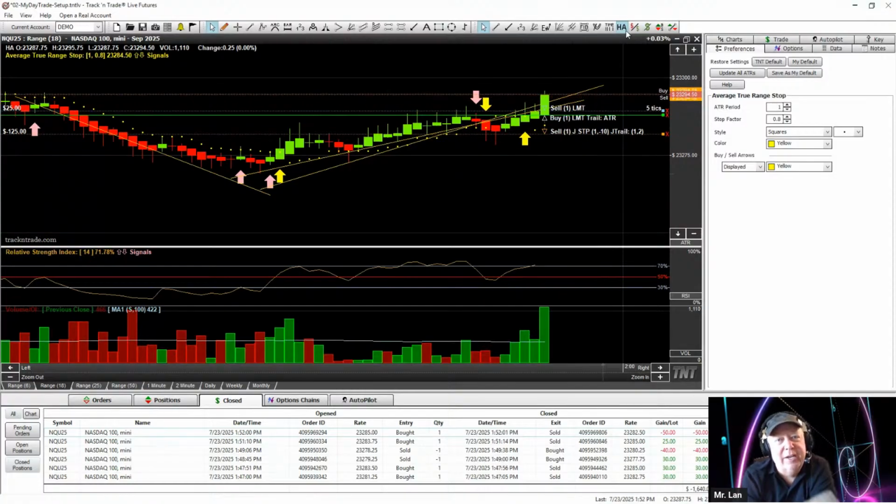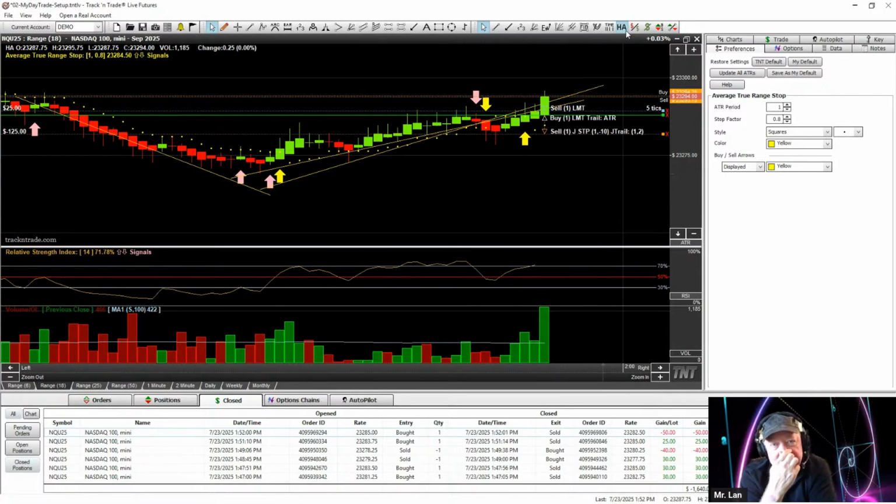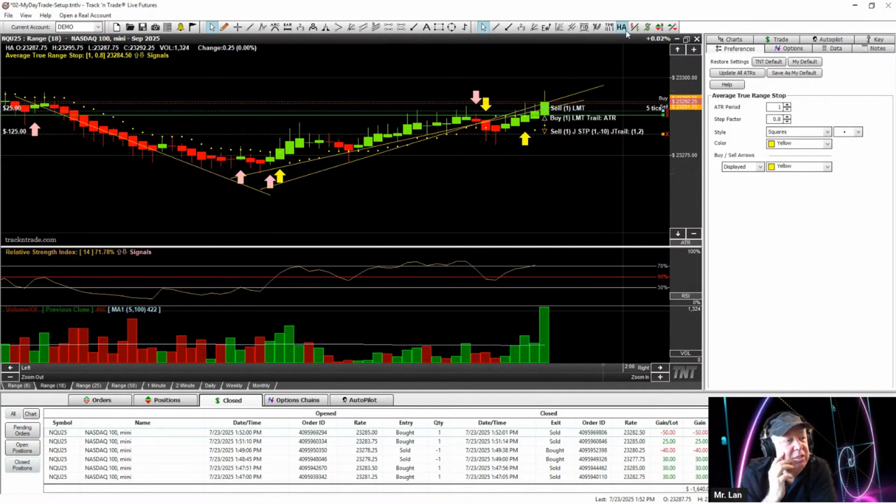So for me, when I do this, I want fewer arrows, not more arrows. Paul was saying he likes lots of arrows because he gets lots of trades. For me, I like fewer, better arrows. Does that make sense? Fewer, better arrows.